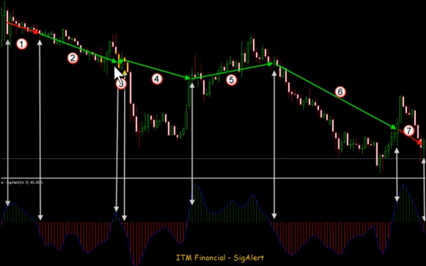By the way, all the odd numbers are long and the even numbers are short trades. And if these arrows are green, it basically means we are winning money, and if they are red like there and there, it basically means that they are losing.